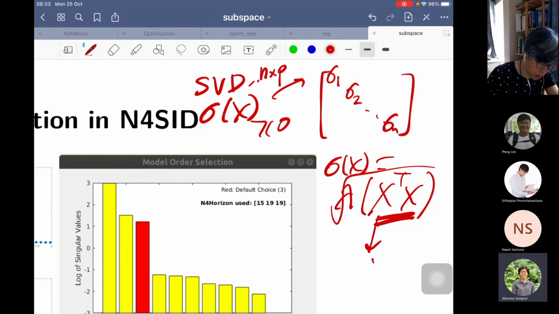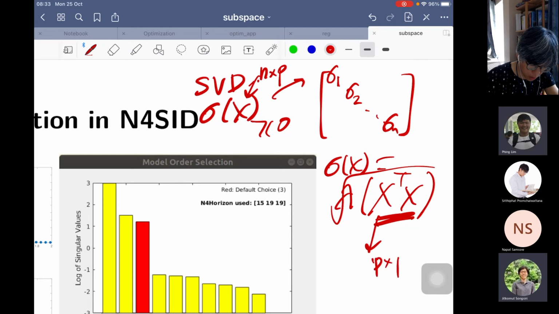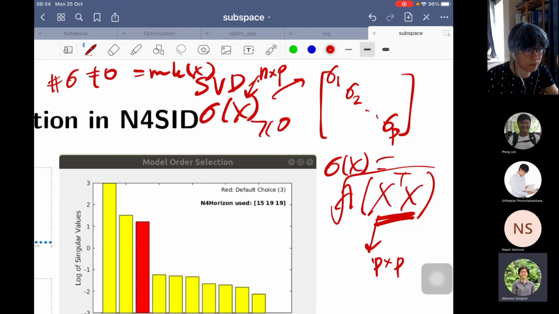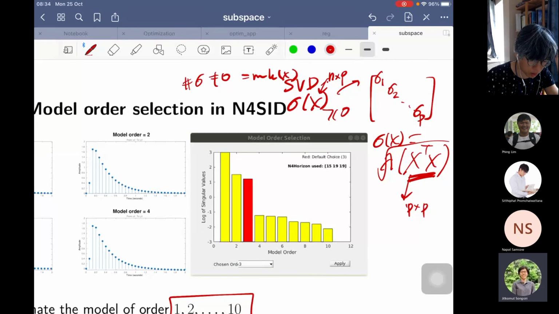If X is n by p, what is the size of X transpose X? It is p by p. So how many singular values are you going to find? They are p. There's a fact that the number of non-zero singular values determines the rank of X. That's a fact, please review.